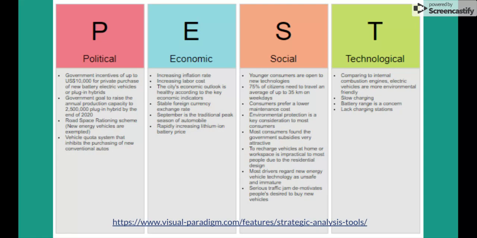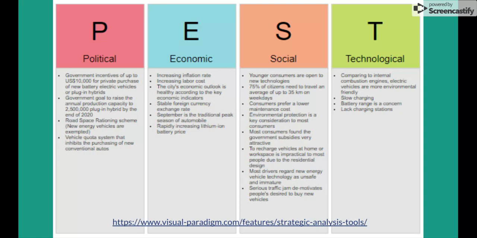So one of the things under political says vehicle quota system that inhibits the purchasing of new conventional automobiles. So there's new political government rules and regulations. You've got to know that. Then on the economic portion, there's increased inflation rates. You're going to want to know that. The social aspect of this company: consumers prefer a low maintenance cost. So you've got to take a look at that as well.